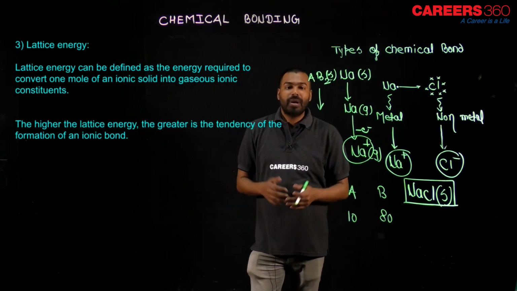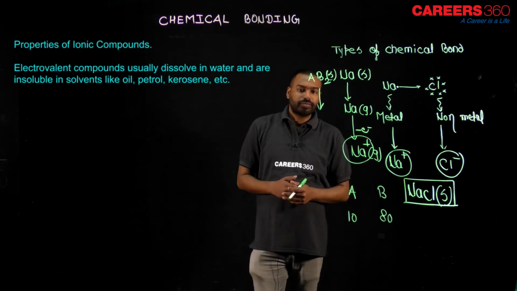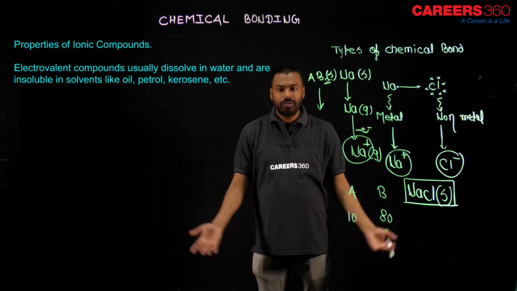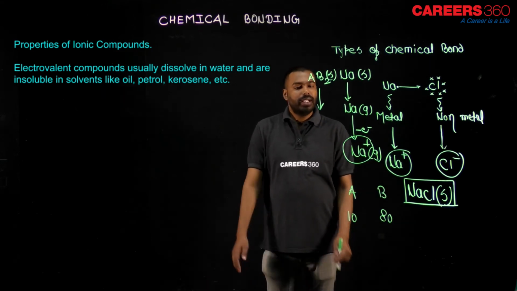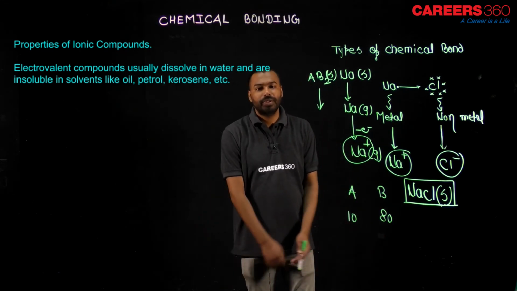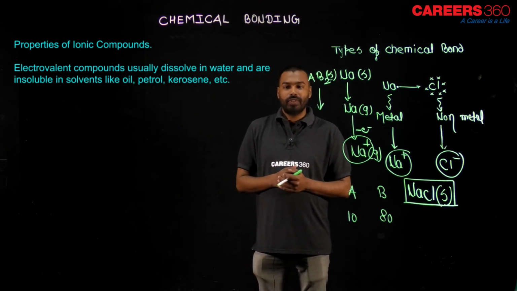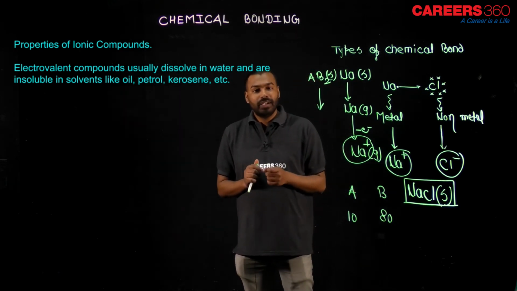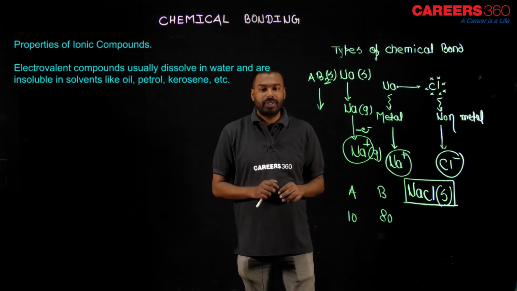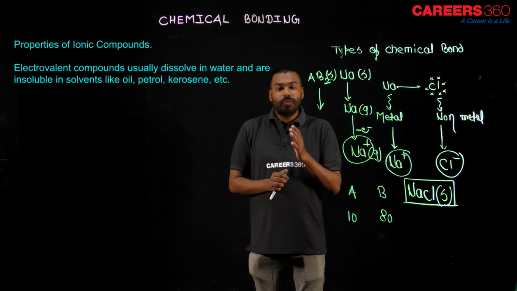Let us study some other factors, like properties of ionic compounds. Any electrovalent compound like sodium chloride, which is also an ionic compound, you can dissolve in water. Of course, you have dissolved NaCl in water so many times. Electrovalent compounds are soluble in water. But it is very difficult to dissolve an electrovalent compound in oils like kerosene or petrol. Why? What is the concept?